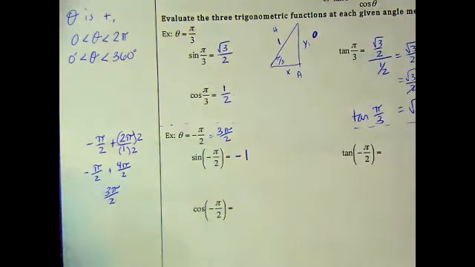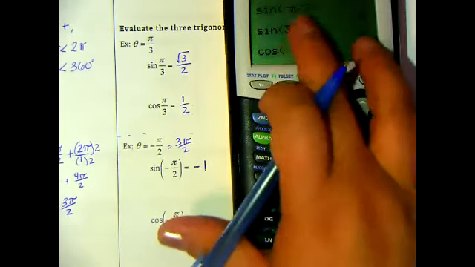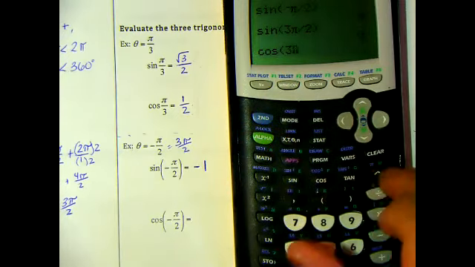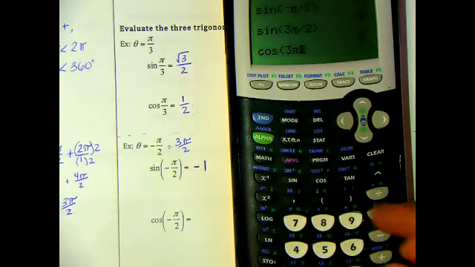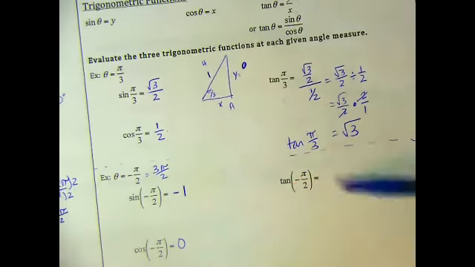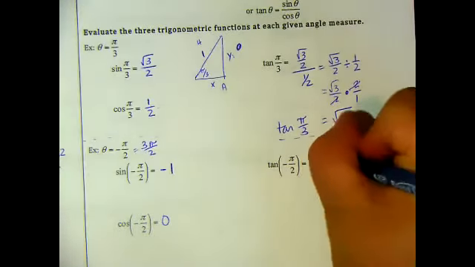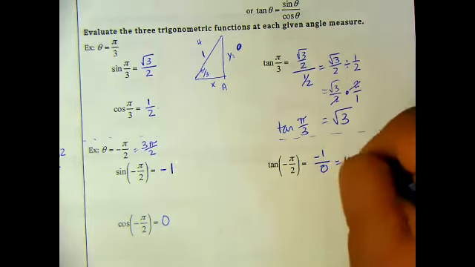So negative 1 here, and then for cosine, I can put in 3 pi over 2 divided by 2, or negative pi over 2. Cosine of 3 pi over 2 is 0. Now I do sine over cosine for tangent. So this is going to be negative 1 over 0. I can't divide by 0, that's impossible. So this is going to be undefined.